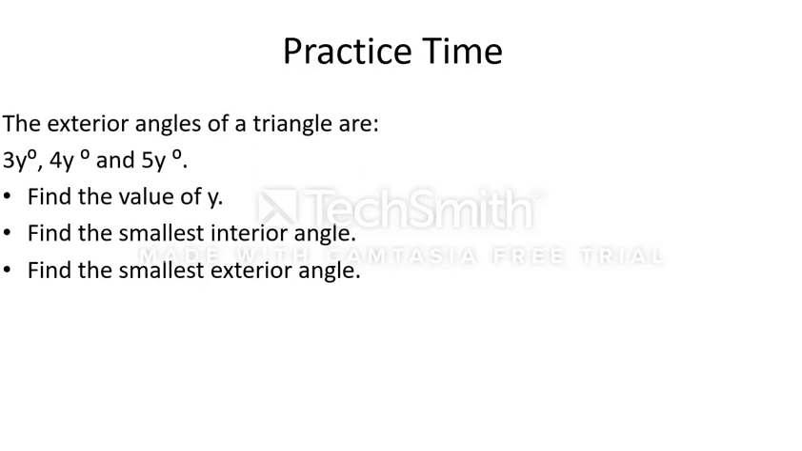Now let's practice a little bit. It's a word problem which says that the exterior angles of a triangle are 3y degrees, 4y degrees, and 5y degrees. We have to find the value of y. Then we will find the smallest interior angle of the triangle, and we'll find the smallest exterior angle of the triangle.